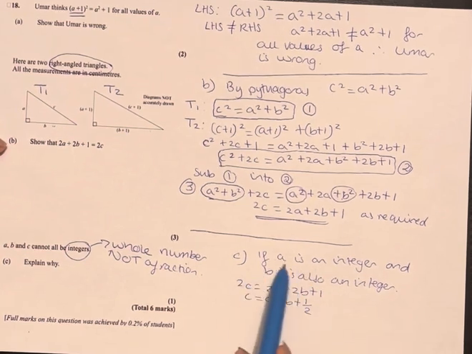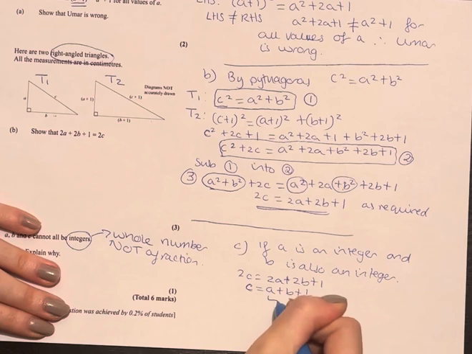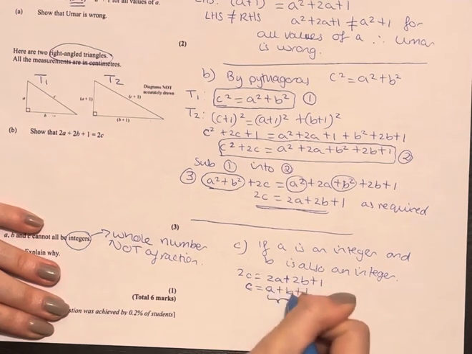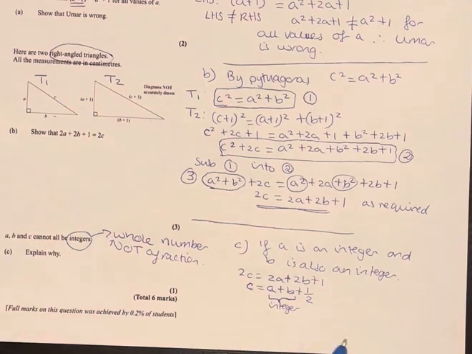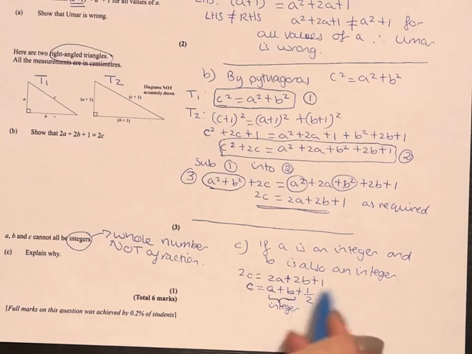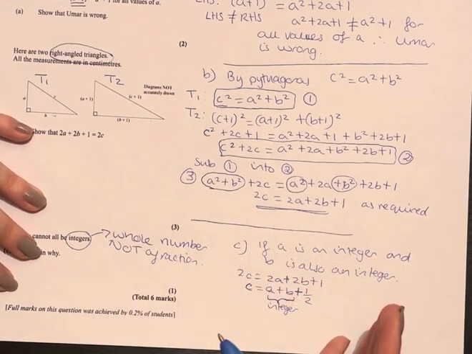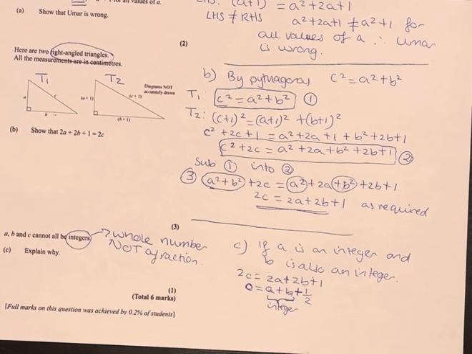So if we've written that if a is an integer and b is an integer, then c cannot be an integer. That's because if a is an integer and b is an integer, that means a + b must also be an integer, because when you add 2 integers, they'll also give you an integer. Then we've got an additional half here. So we've got a whole number and then we're adding another half to it. That's not going to give us a whole number again. That will give us a fraction, and so c cannot be an integer if a and b are integers.